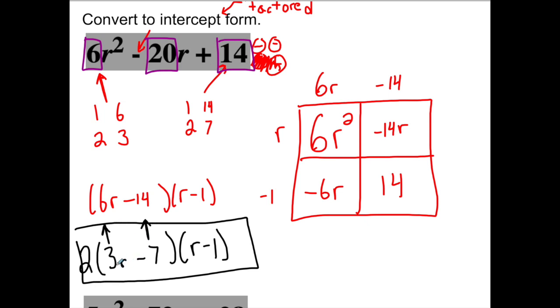Then if I come through, you can see that the greatest common factor is 1, right? There's no factors in common there, except 1, right? And 1's a factor of everything.